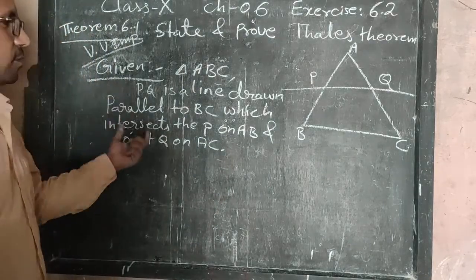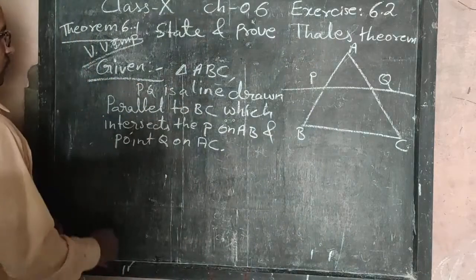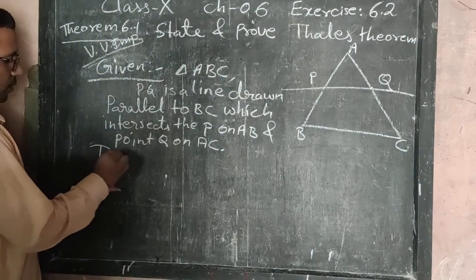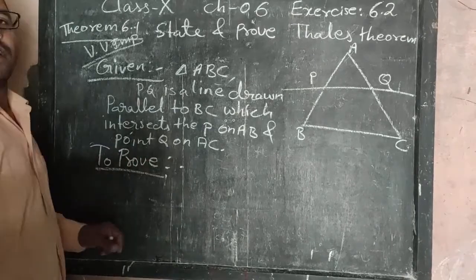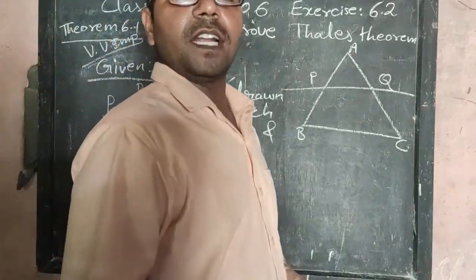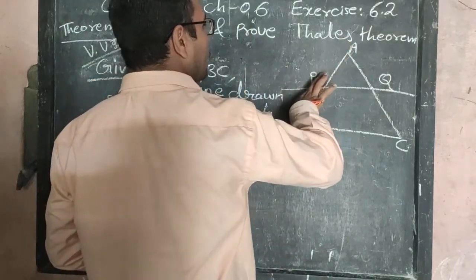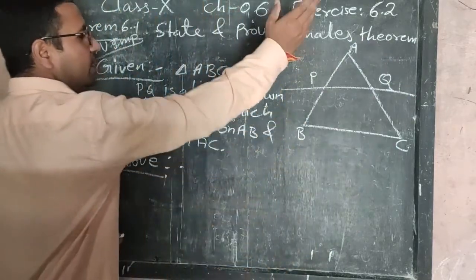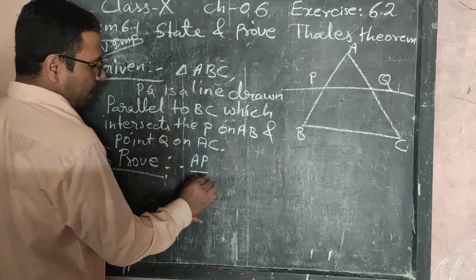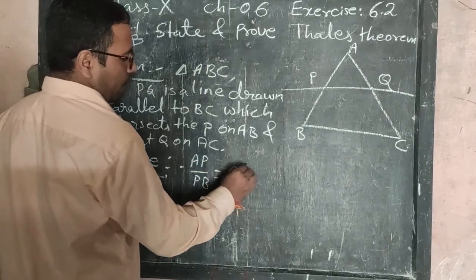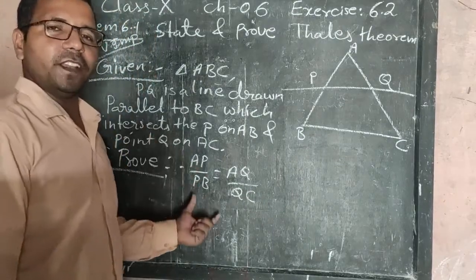I hope, students, this much is clear. Now the given is over. Now we will come to the to prove. What do we have to prove here? That the other two sides are divided in the same ratio. That means AP upon PB is equal to AQ upon QC. This much we have to prove.